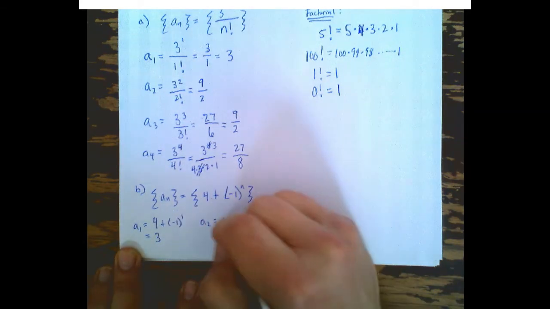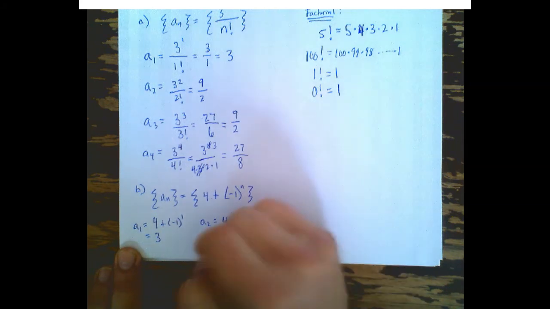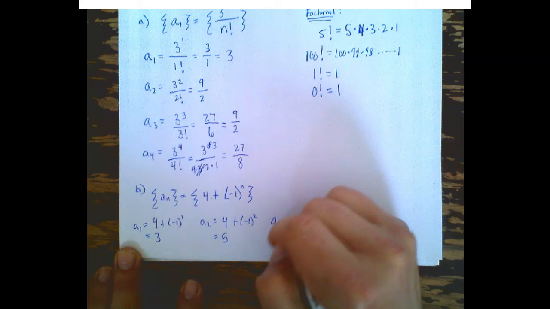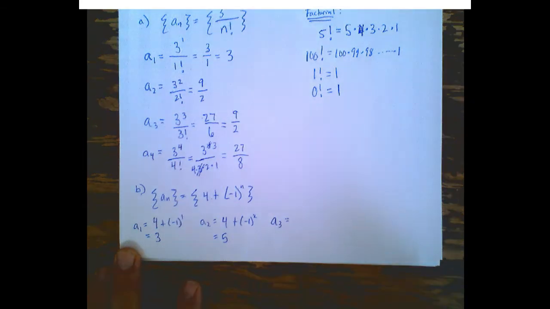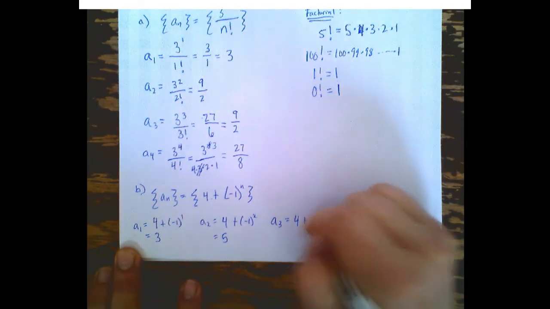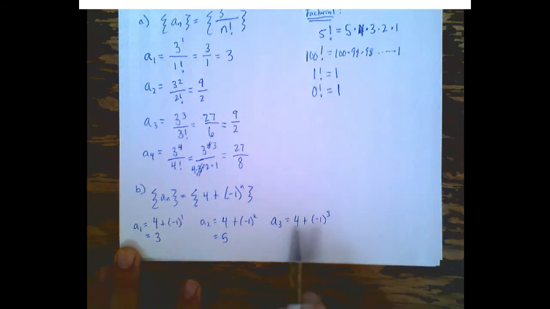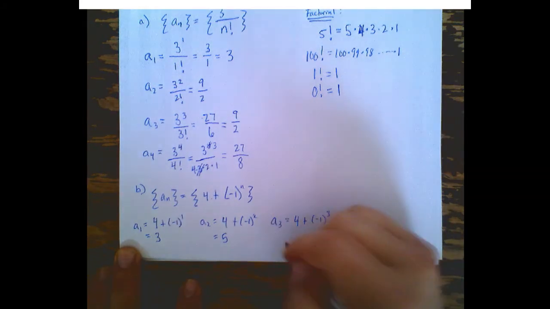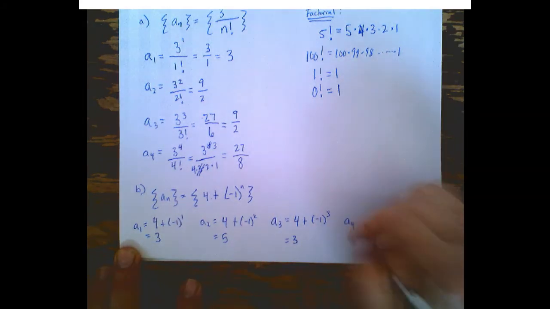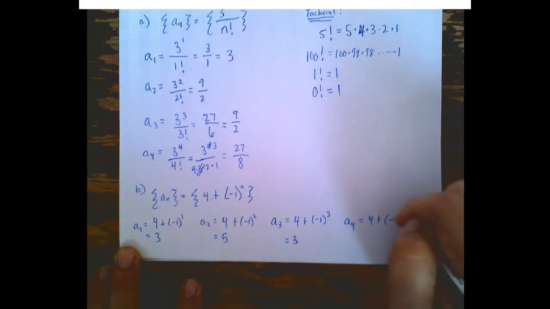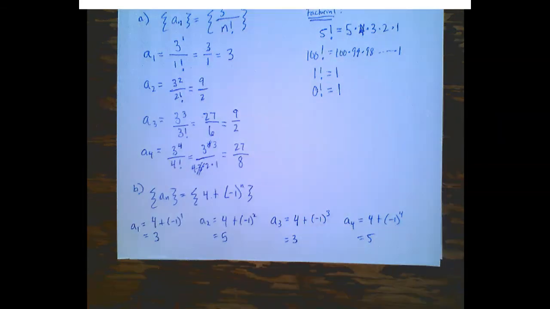A2 is 4 plus negative 1 squared. Well, negative 1 squared is positive 1, so that's 5. A3 would be 4 plus negative 1 to the third power. Well, that just creates a negative 1 again, so that would also be 3. And A4, you can probably guess, that's also going to be 5. So there are the first 4 terms of that sequence. Finding the terms of a sequence is pretty simple.